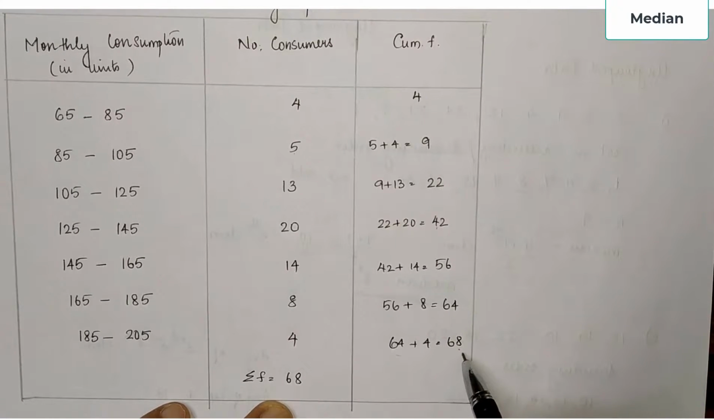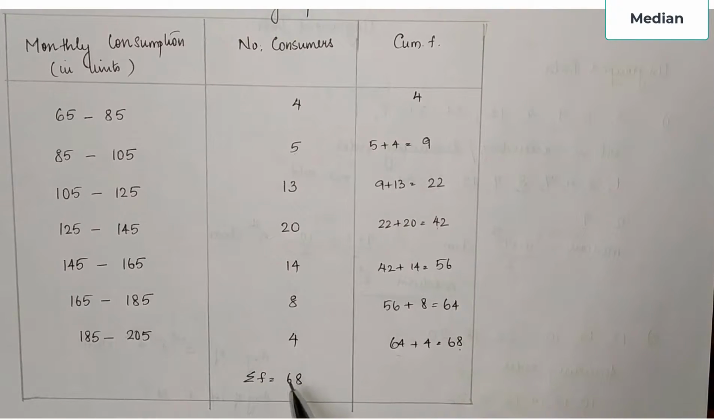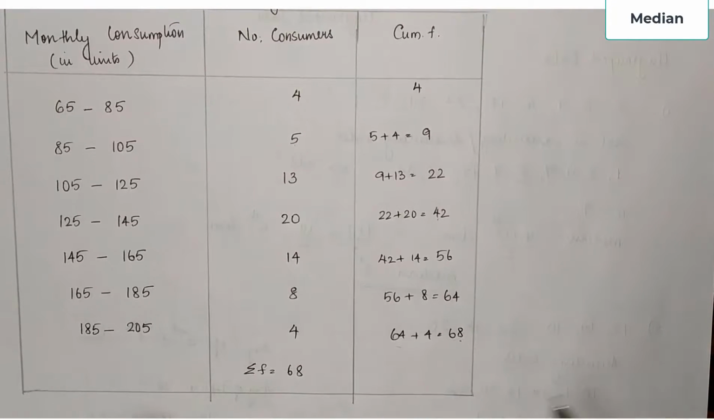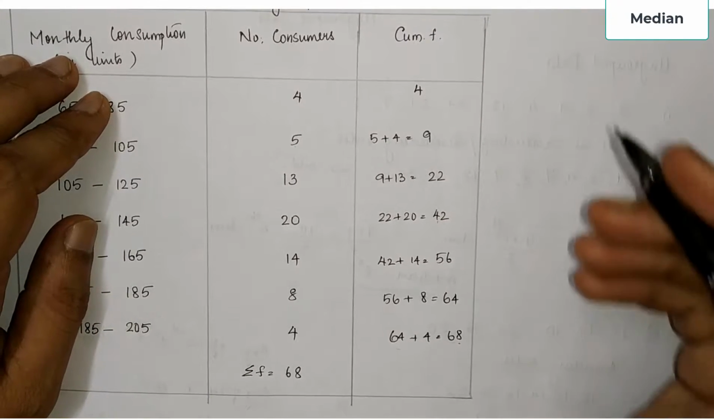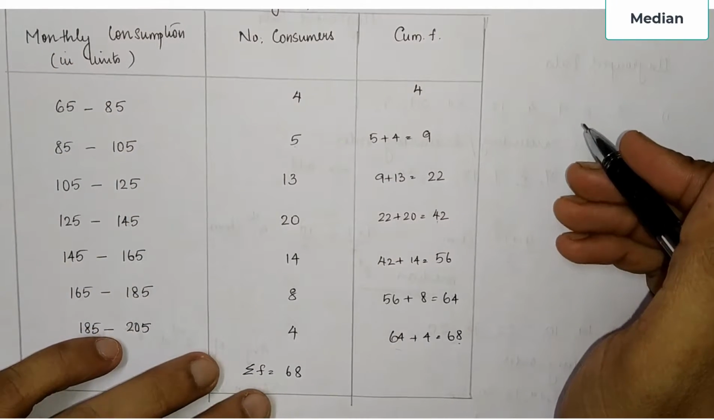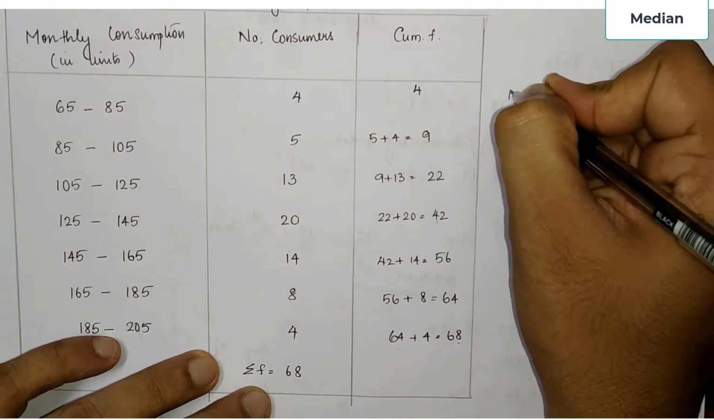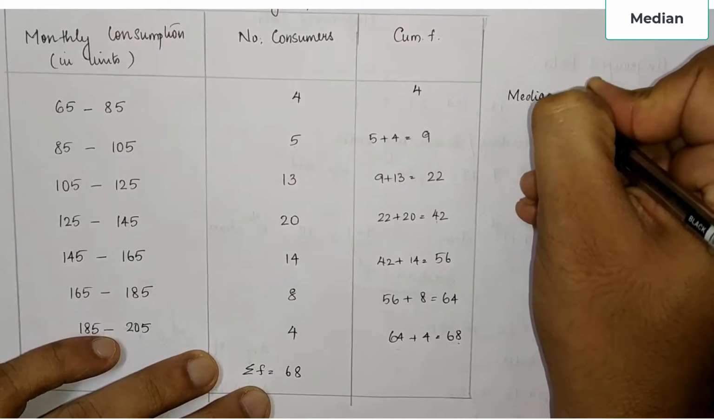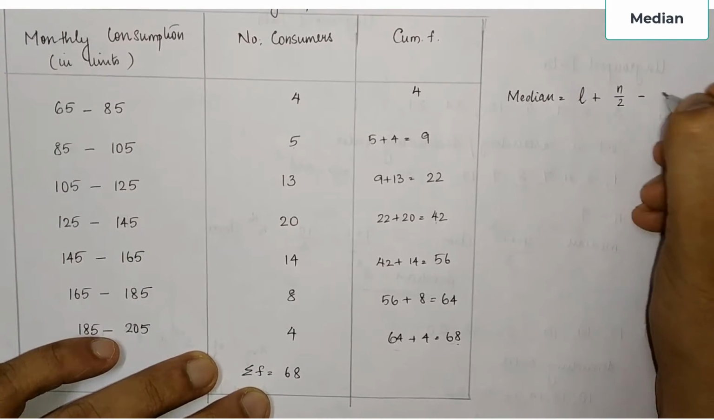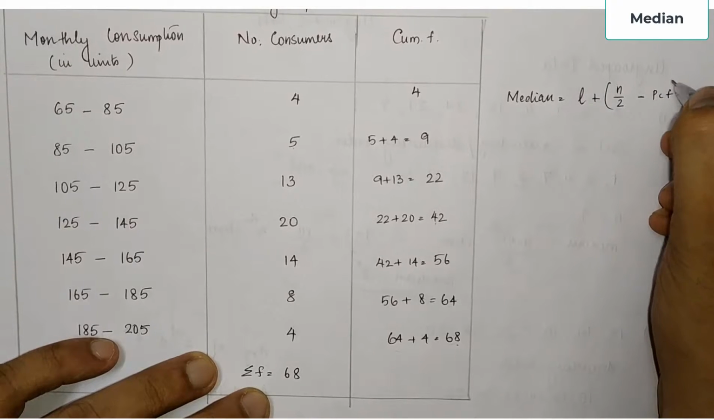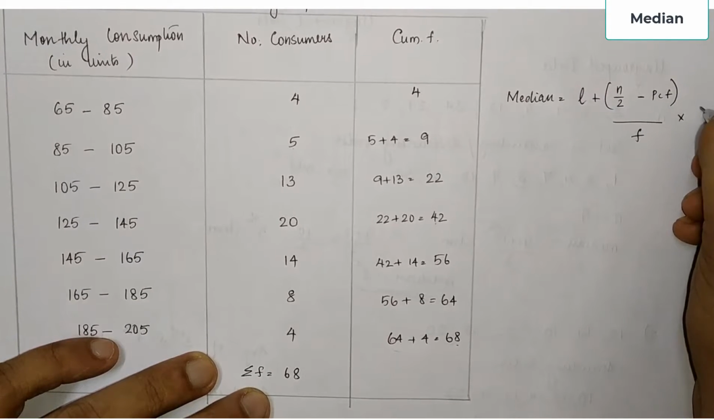Now the last digit of the cumulative frequency will be equal to the sigma of the frequency. That is, if you total this, you will get the last digit of the cumulative frequency. That is how you cross-check it. Okay, now unlike the other data set which is ungrouped, here you have a specified formula. Now what is the formula? Median is equal to L plus N by 2 minus PCF divided by F into H.